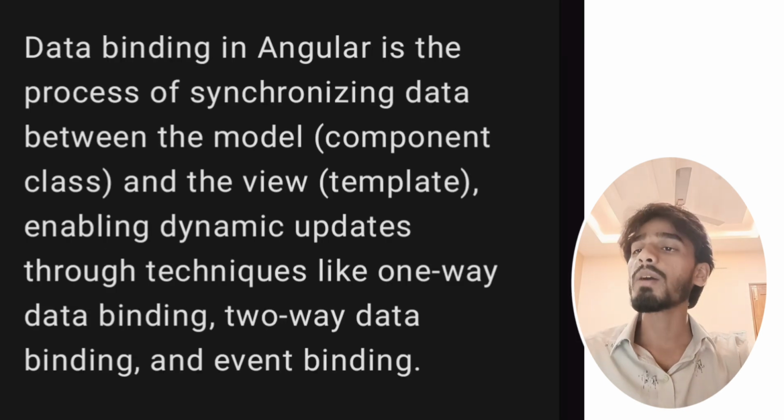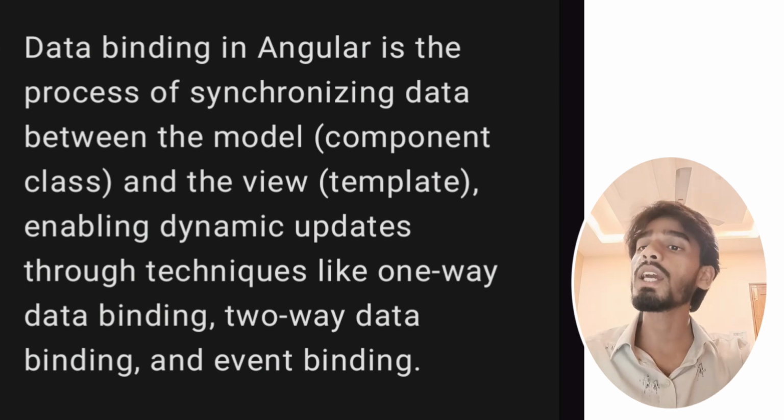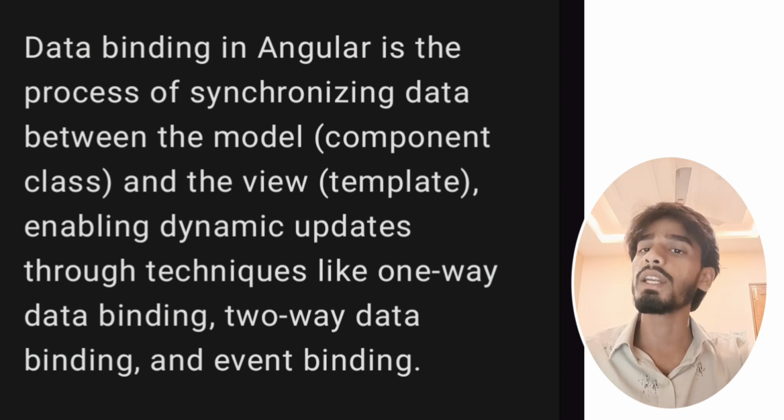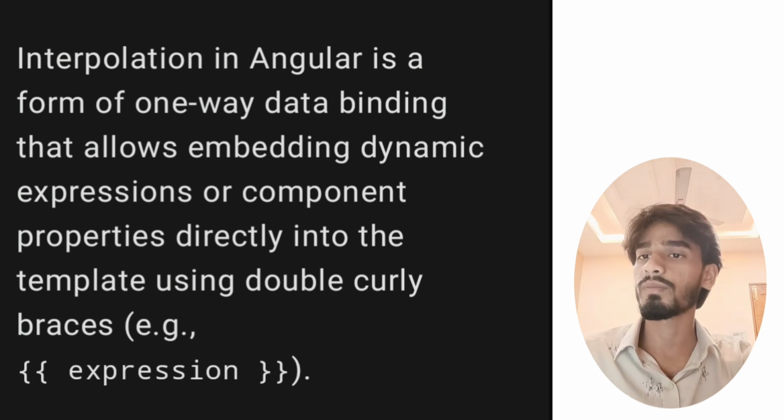Data binding. Data binding in Angular is the process of synchronizing data between model, component class, and the view template, enabling dynamic updates through techniques like one-way data binding, two-way data binding, and event binding. Interpolation. Interpolation in Angular is a form of one-way data binding that allows embedding dynamic expressions or component properties directly into the template using double curly braces.